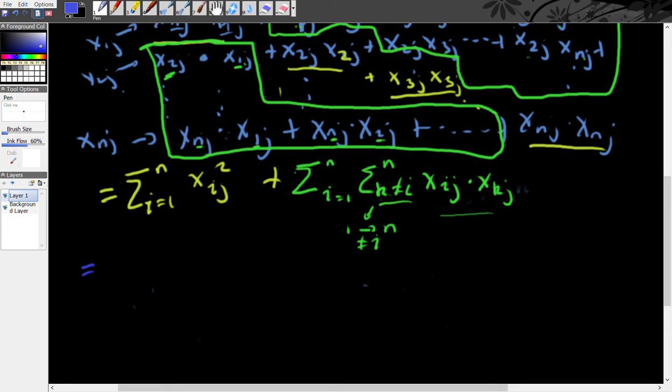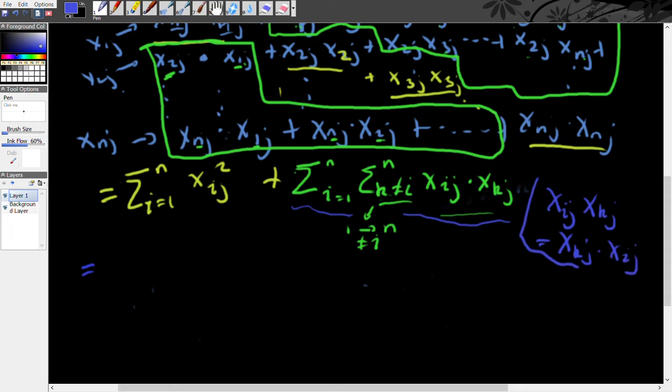Let's deal with this guy first. What am I doing? I'm summing all the pairs that are not the same. Because x_ij times x_kj is equal to x_kj times x_ij, every distinct pair is repeated twice.